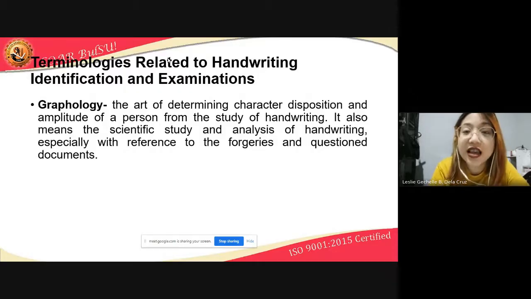Graphology, on the other hand, is the art of determining character, disposition, and amplitude of a person from the study of handwriting. It also means the scientific study and analysis of handwriting, especially with reference to the forgeries and questioned documents. Titignan o pag-aaralan kung ano ang katangian ng isang tao base sa kanyang sulat. Ito, seloso ba to? Ito, madaldal ba to? Ito, hindi siya makwento base sa kanyang sulat.